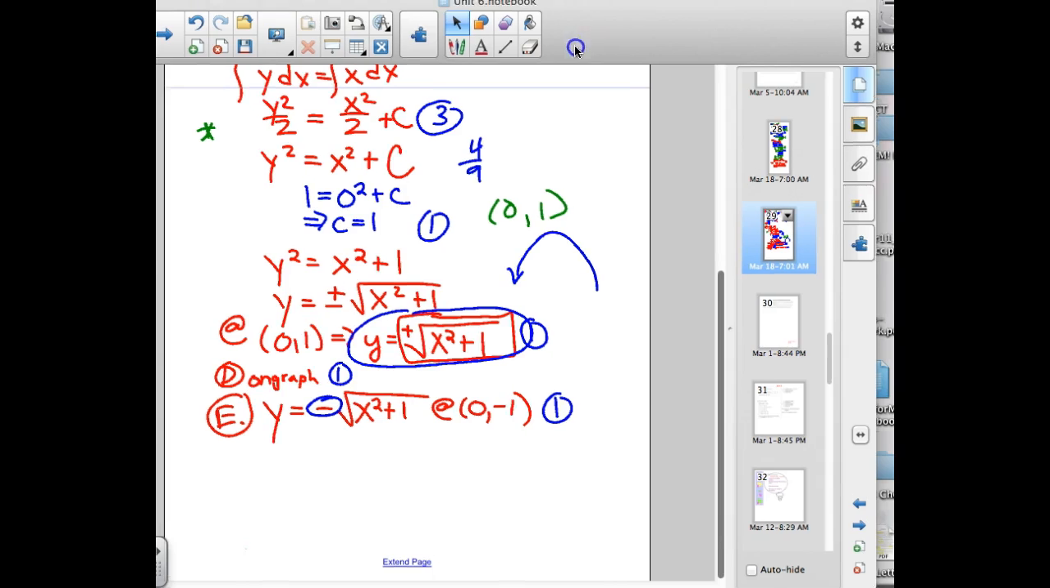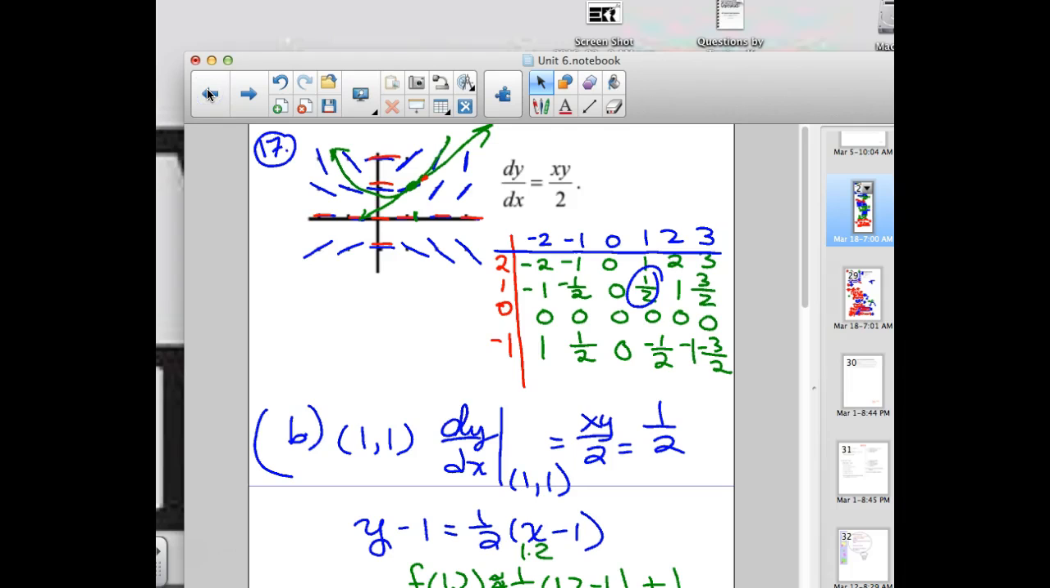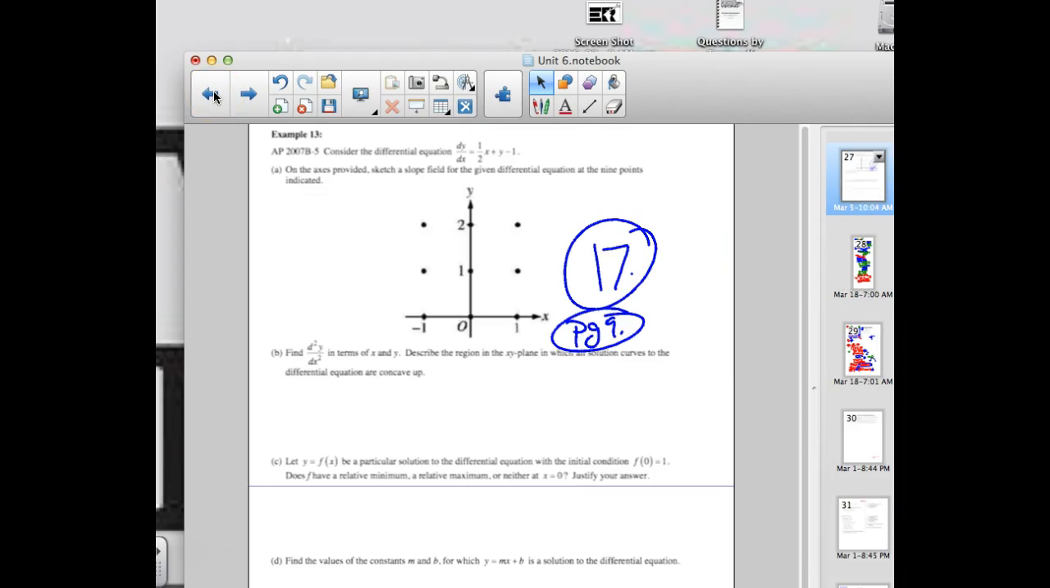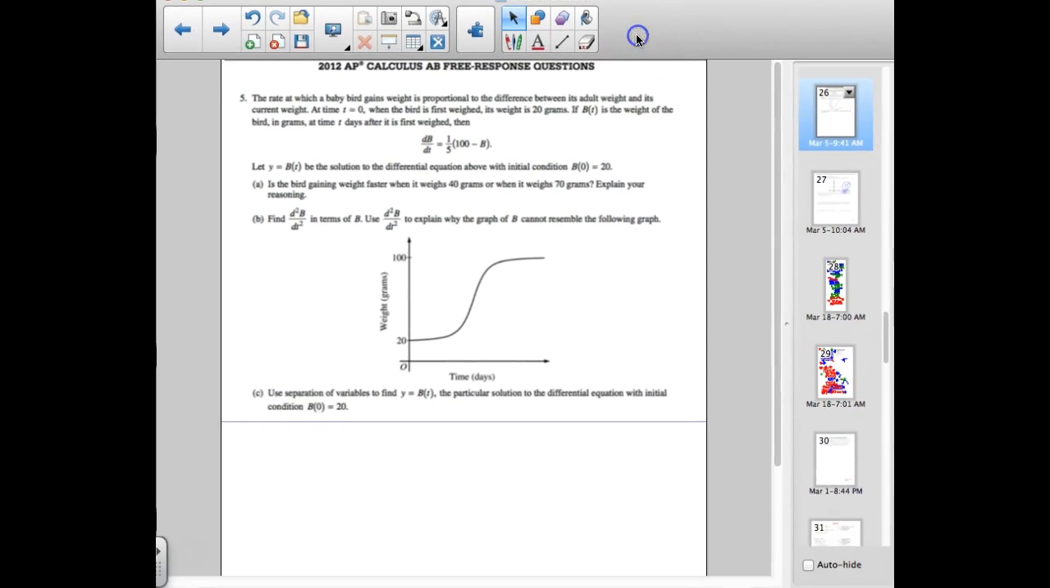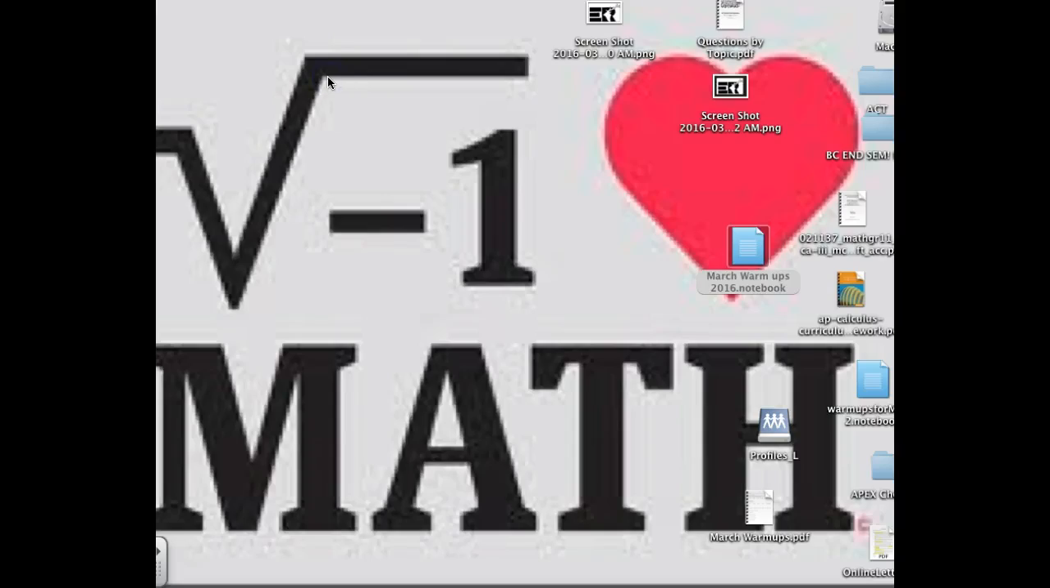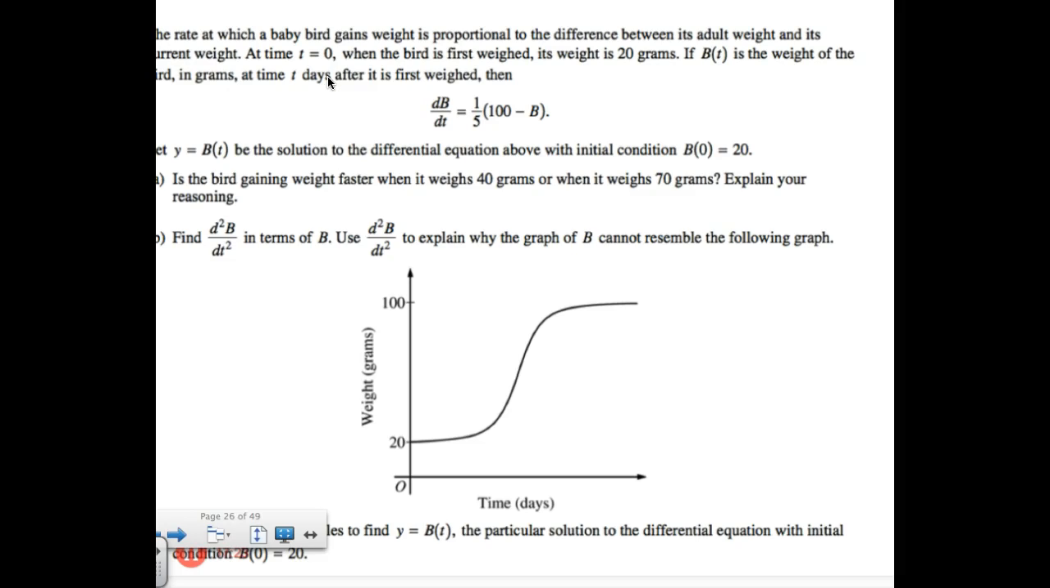So next up, I told you we're bouncing all over. That was in the homework packet. We're going to go back one and do one more in the notes, and then I'm going to have you do one in the homework packet. So back to the notes. We're going to do the bird problem here. And I am going to stop recording.